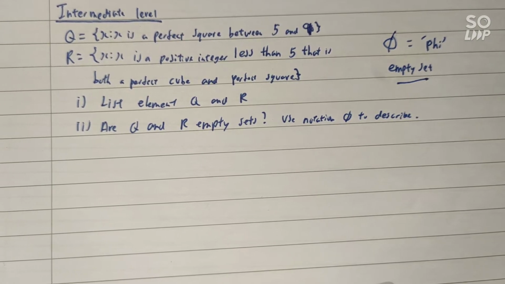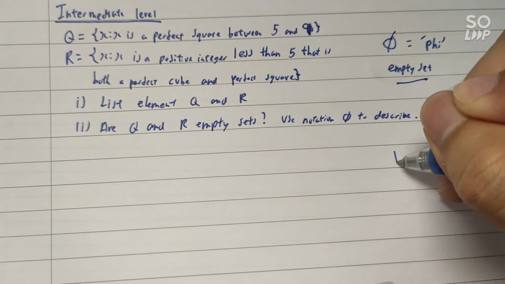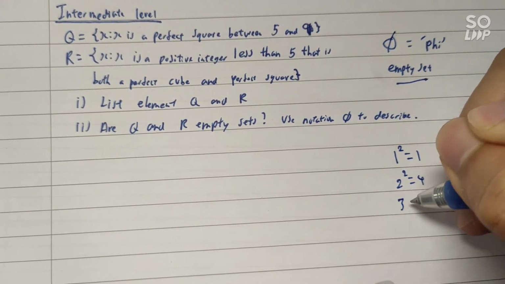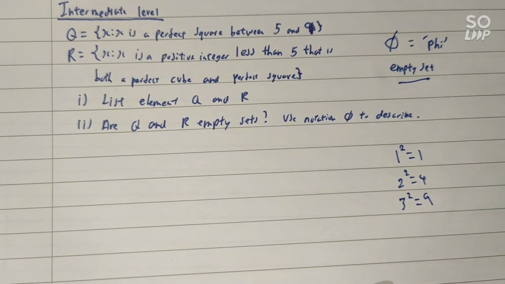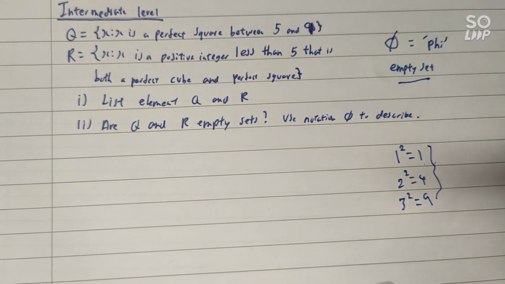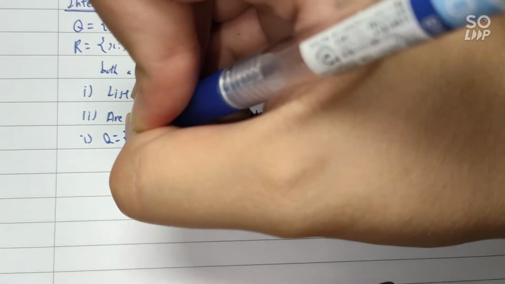So, okay, now we look at the elements of Q. Does Q have a perfect square between 5 and 9? Not, to my knowledge. If you've forgotten, a perfect square is what you get when you square a number. So 1 squared is 1, 2 squared is 4, 3 squared is 9. So there are none of these numbers inside. So as you know, there's no element in Q.